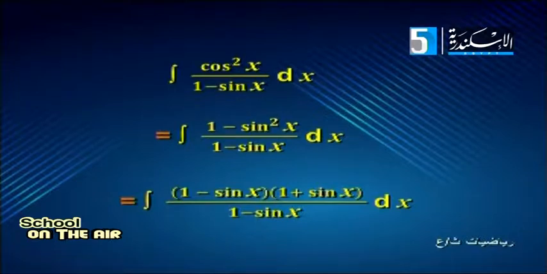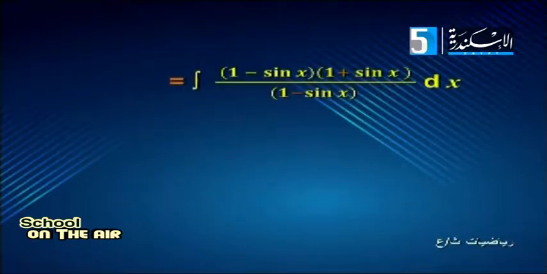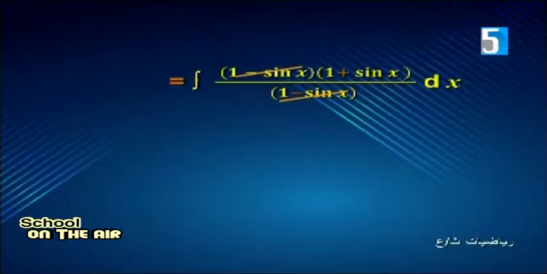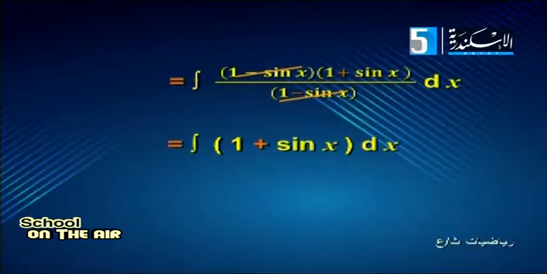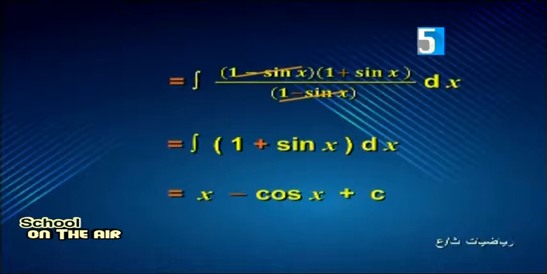And we can cancel 1 minus sine x from the numerator and denominator, and we get the integration of 1 plus sine x dx. 1 is a constant. The integration of 1 equals x, and the integration of sine x equals negative cosine x plus the constant c. Then the integration of cosine power 2x over 1 minus sine x dx equals x minus cosine x plus constant c.